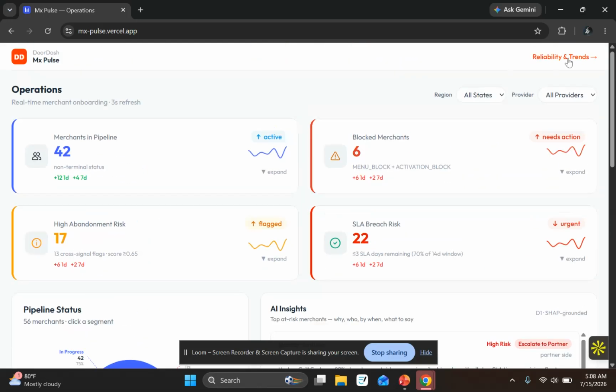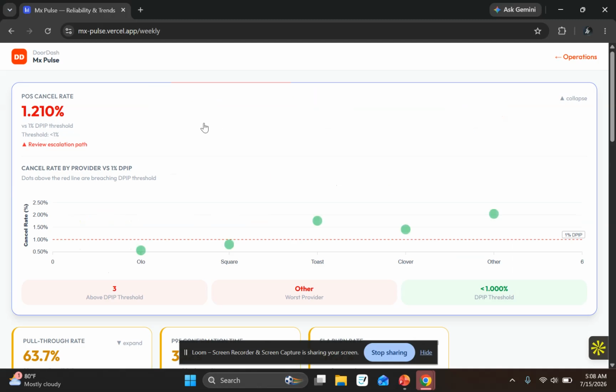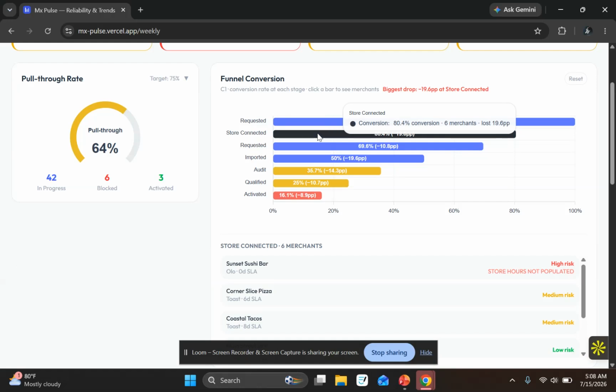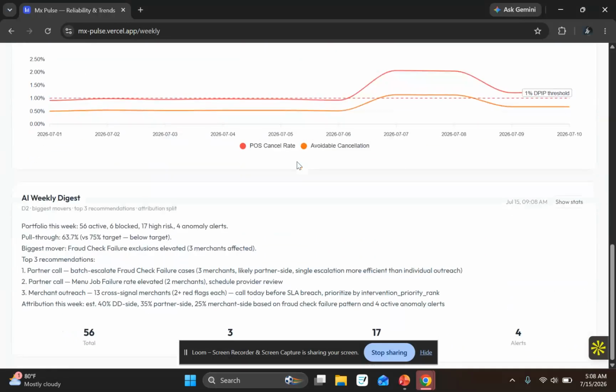Moving on to page 2, this is the weekly reliability signals page. This page tracks portfolio-wide pull through, provider health, cancel rate trends, SLA burn, funnel drop off, and anomaly alerts. So, these are the KPI cards again. This is the pull through rate. This is the funnel conversion panel. This is the provider scorecard. These are the anomaly alerts. This is the cancel rate trend.